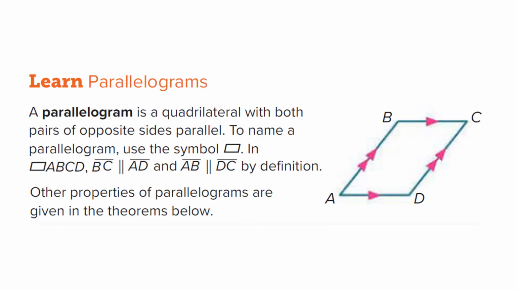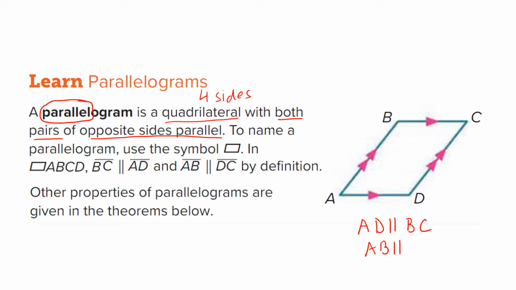As you see, the definition of a parallelogram is that it's a quadrilateral. Quadrilateral means four sides with both pairs of opposite sides parallel. So it's coming from the word parallel. So you will remember that the opposite sides are parallel. So here AD is parallel to BC. That's how you write it. And AB is parallel to CD. Okay, so by the definition of the parallelogram, you have these things.